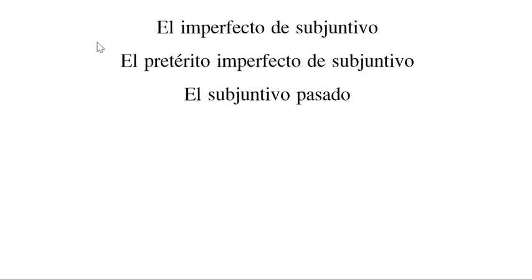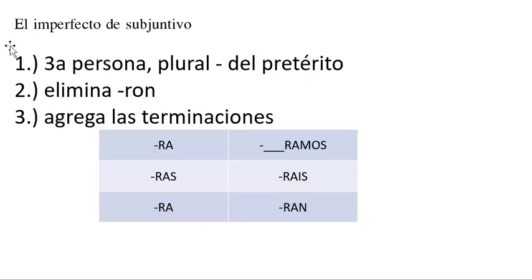Now you can see here I have the title El imperfecto de subjuntivo, and that is typically what I refer to this conjugation as. But you can see these other options, el pretérito imperfecto de subjuntivo. That's also used, as is el subjuntivo pasado. I tend to hear el imperfecto de subjuntivo more frequently, but I will also come across el pretérito imperfecto de subjuntivo pretty often, and less common, el subjuntivo pasado. So anyways, I'm going to go forward and refer to it as el imperfecto de subjuntivo.